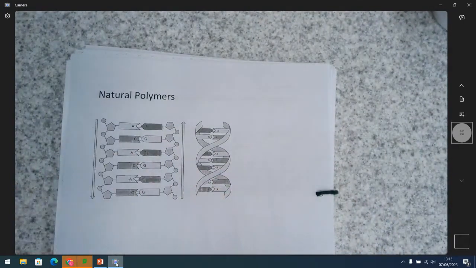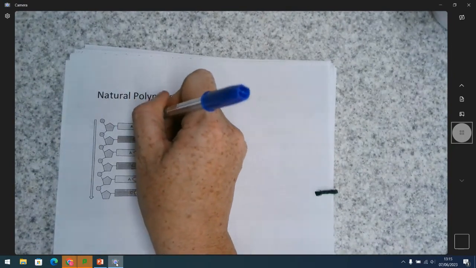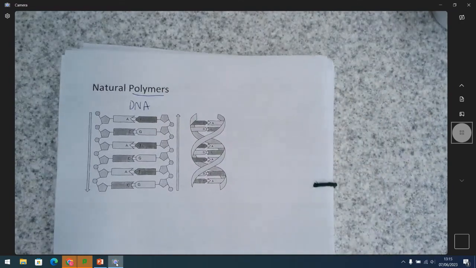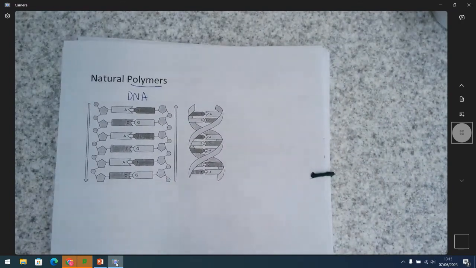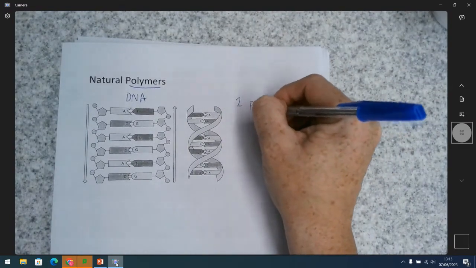Now that's synthetic polymers. We're now going to look at natural polymers. So natural are not man-made. These are things that exist in nature. So the first one we're going to look at is this lovely structure here, which you will know as DNA. So DNA is an example of a natural polymer, and you need to be able to describe the structure of DNA. So the first thing you need to say is that it's two polymer chains.